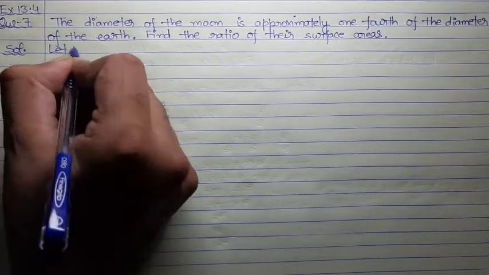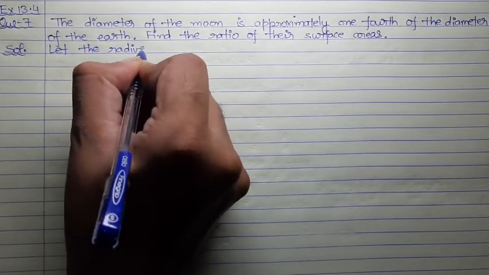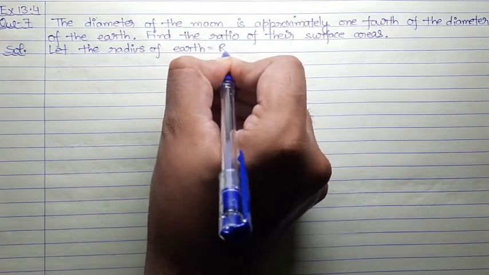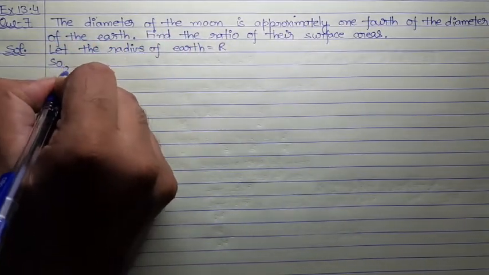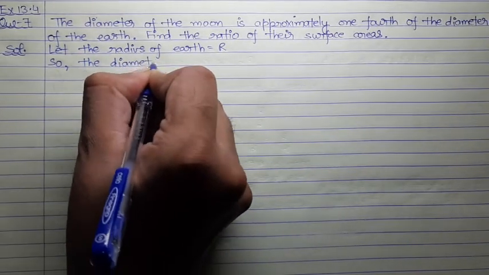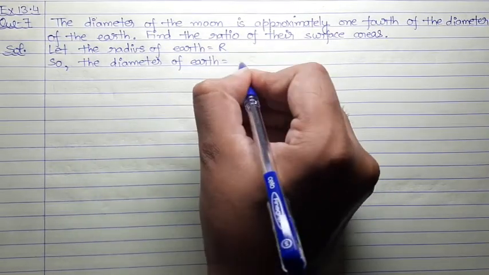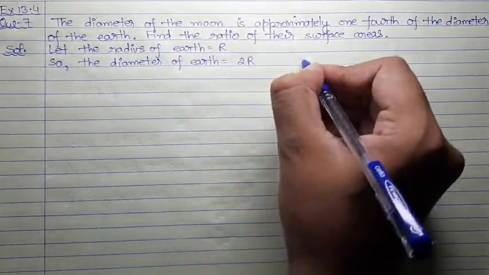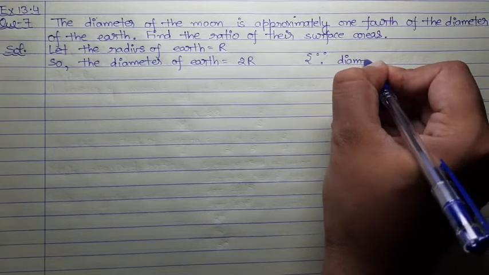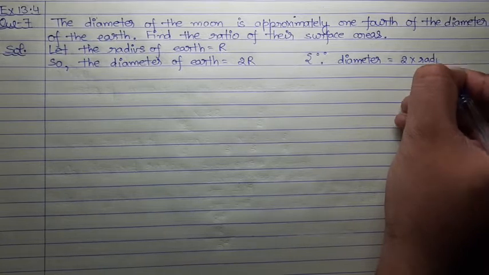Let the radius of earth equal capital R. So the diameter of earth is equal to 2 multiply capital R, by using the formula diameter equal to 2 multiply radius.